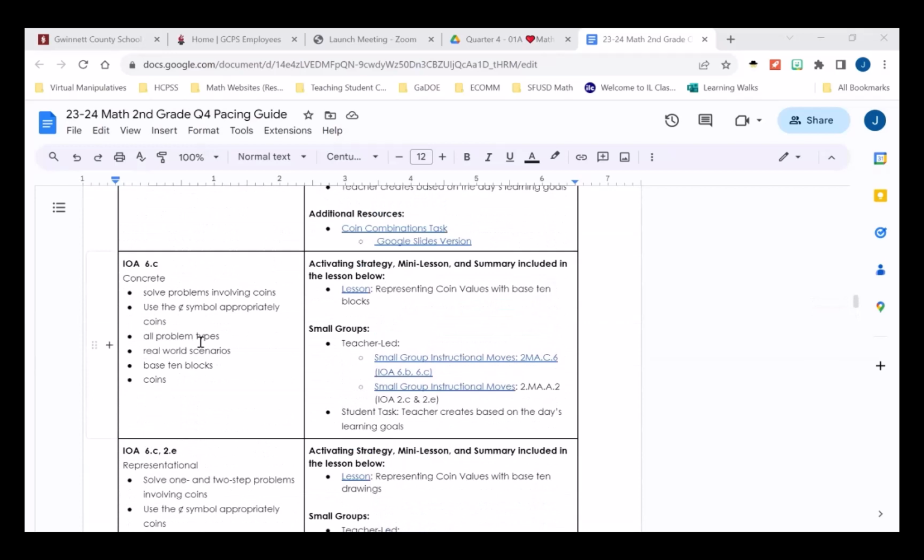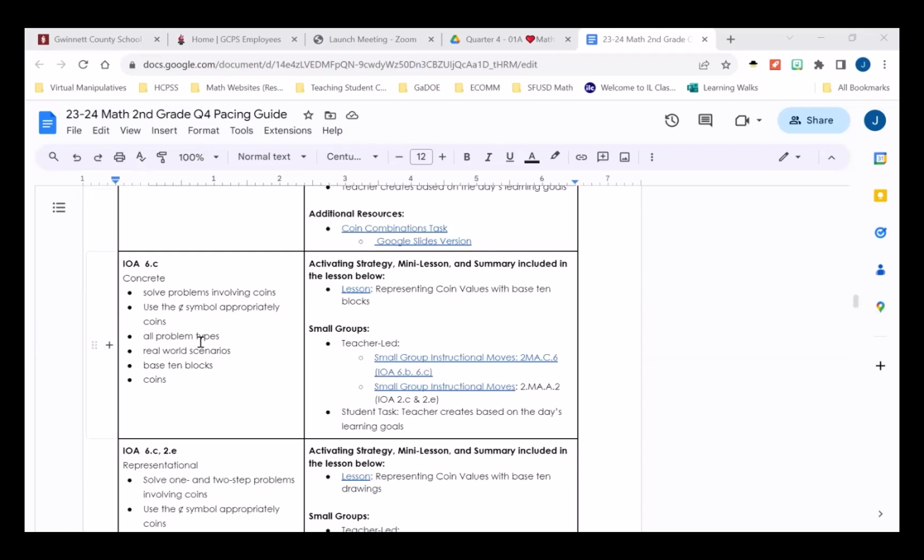The 12-day progression also includes using base 10 blocks and base 10 drawings to solve problems involving coins using the cent symbol appropriately, progressing to using paper bills to solve problems involving dollar bills. Problems will also include all problem types and writing equations to represent the problems.